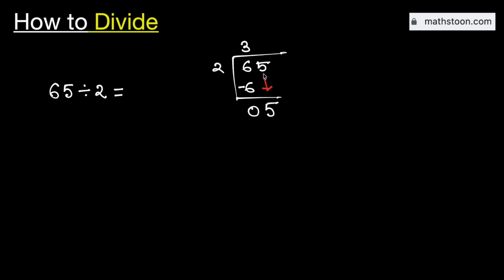Now see that this is the number 5. So we can remove this 0. And we know that 2 times 2 is 4. Subtract, we get 1.